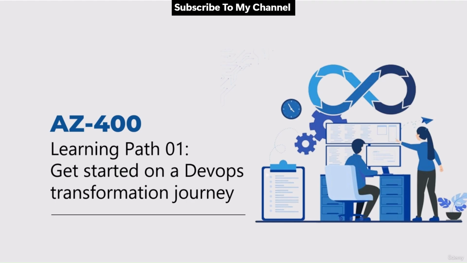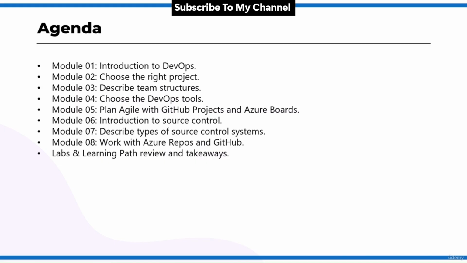Okay, so now, as we know, AZ-400 has 9 different learning paths. Let's start with our first learning path, which starts our journey on DevOps. In this learning path, we have a total of 8 modules to focus on, and after these 8 modules, we have 1 lab which we need to complete. The first module focuses on Introduction to DevOps. We will understand what DevOps actually is. Please keep in mind, this module focuses on DevOps, not on Azure DevOps. Azure DevOps will start after some time in the same module.